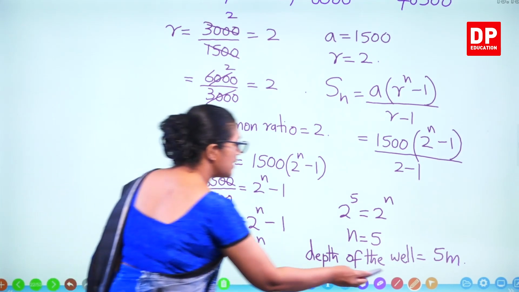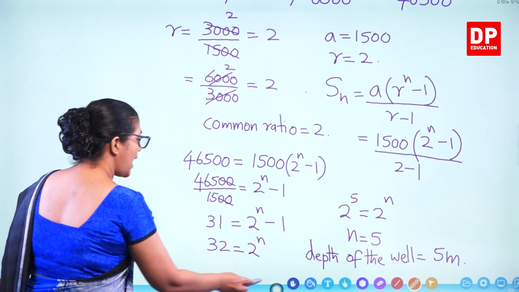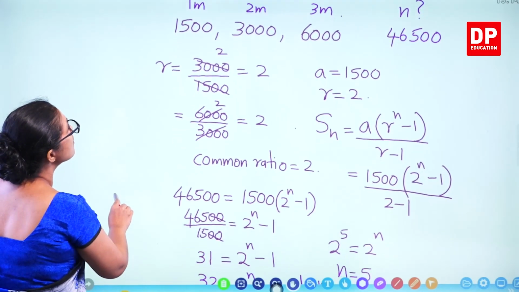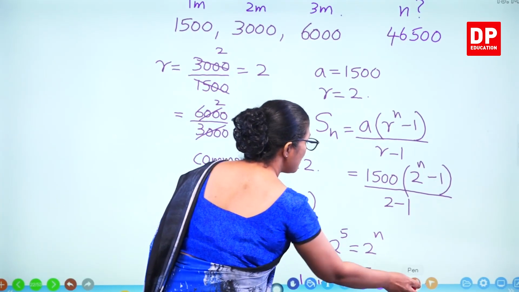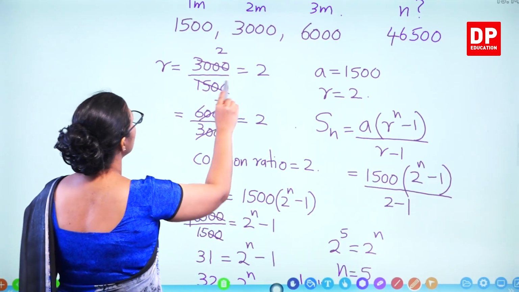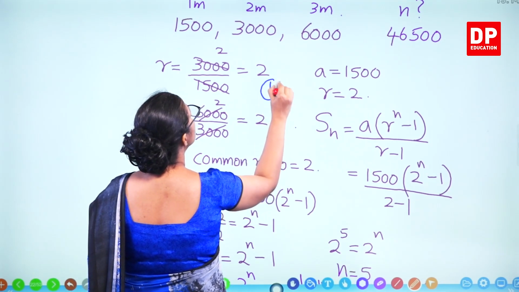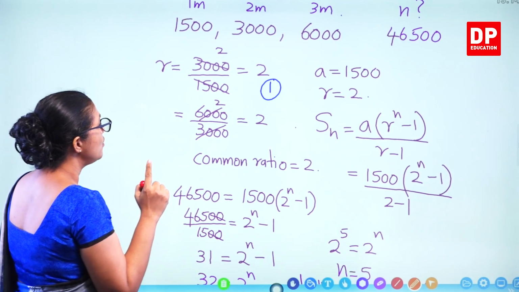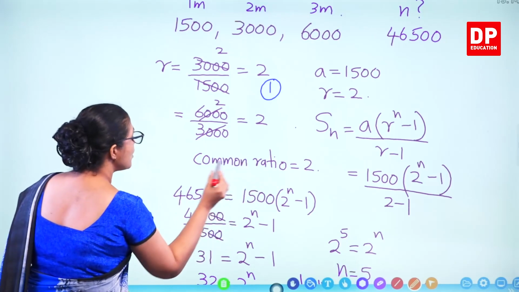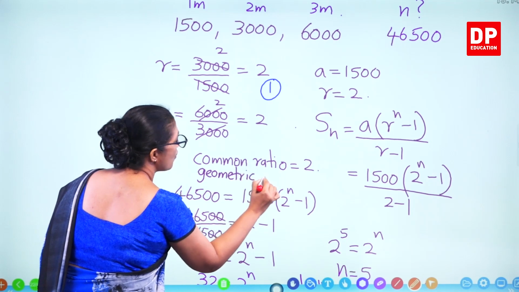Now we can give marks. How many marks we can give? So here 5 marks we need to divide. Finding ratio, that's 1 mark. And you have to write down here, this is geometric. Common ratio is geometric progression.